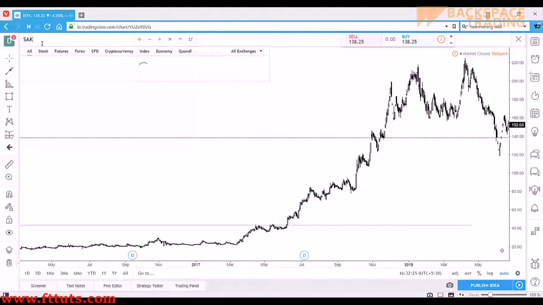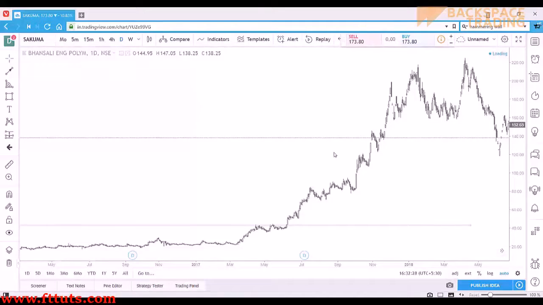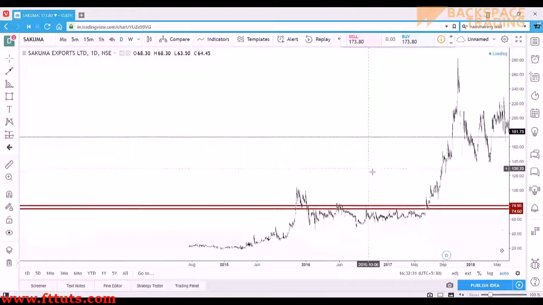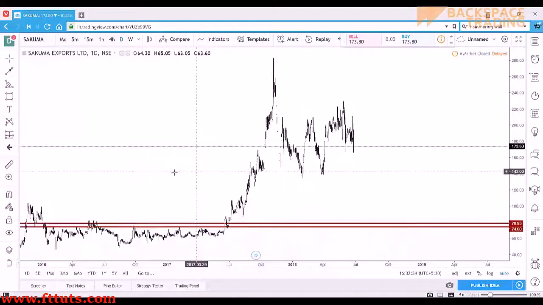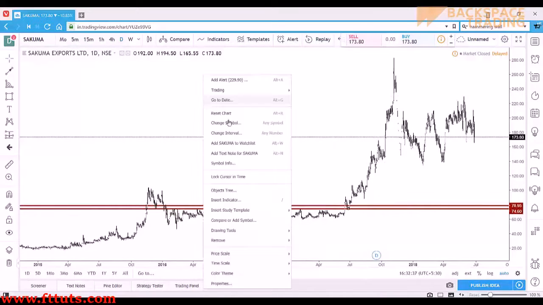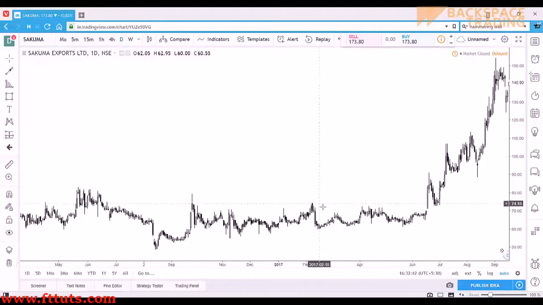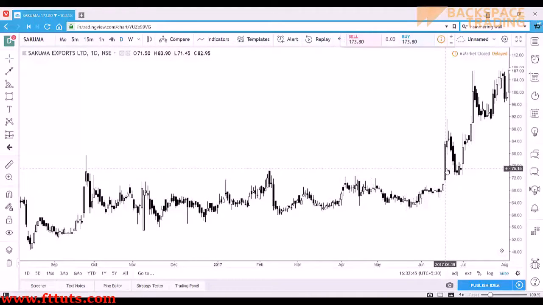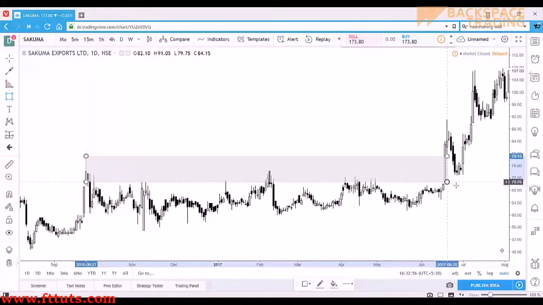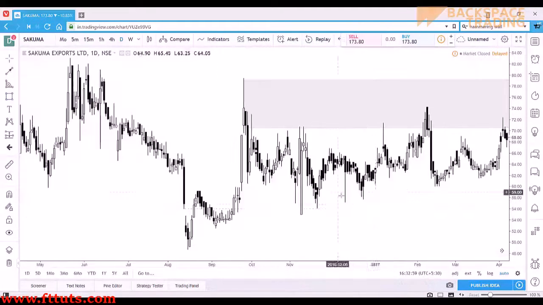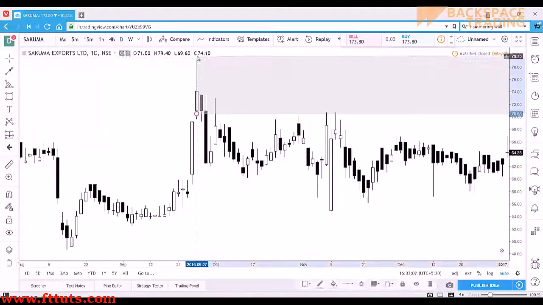Another thing that I traded was Sakuma Exports. Okay, these are old, just remove. What happened over here was, this was near to the Bansali Engineers share. I mean, I took the trade around that time only. Okay, I'm marking the zone. The marking of zone you should know by now. I considered upper wick and lower body for marking resistance.